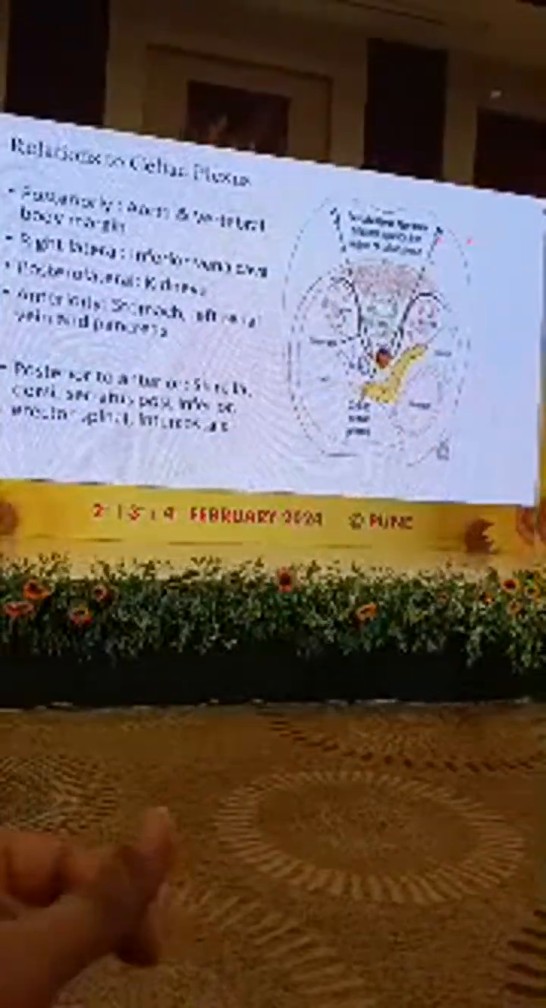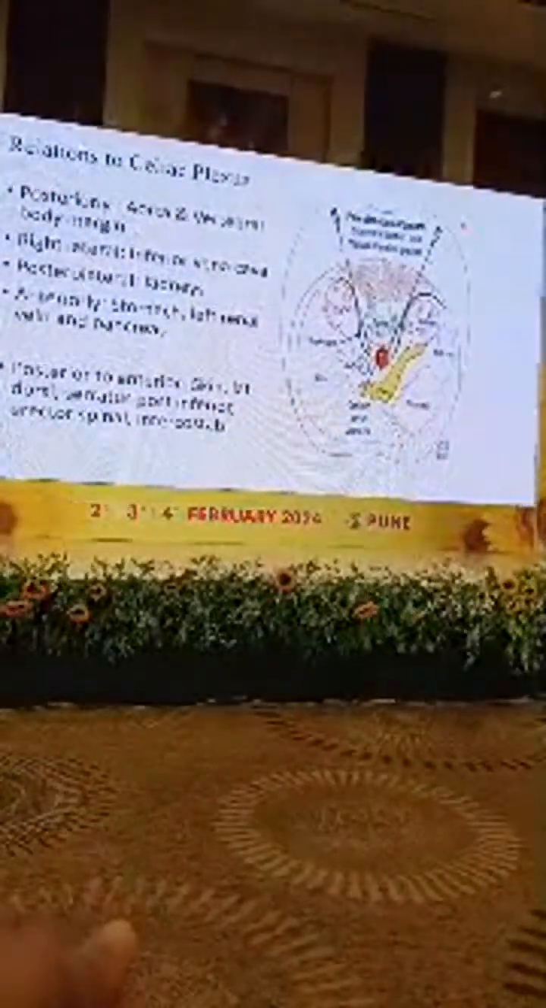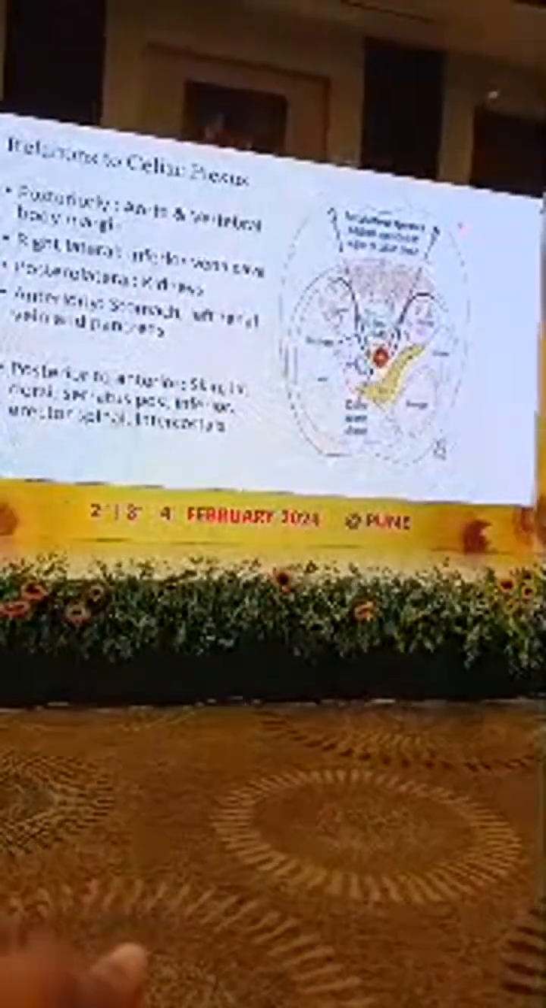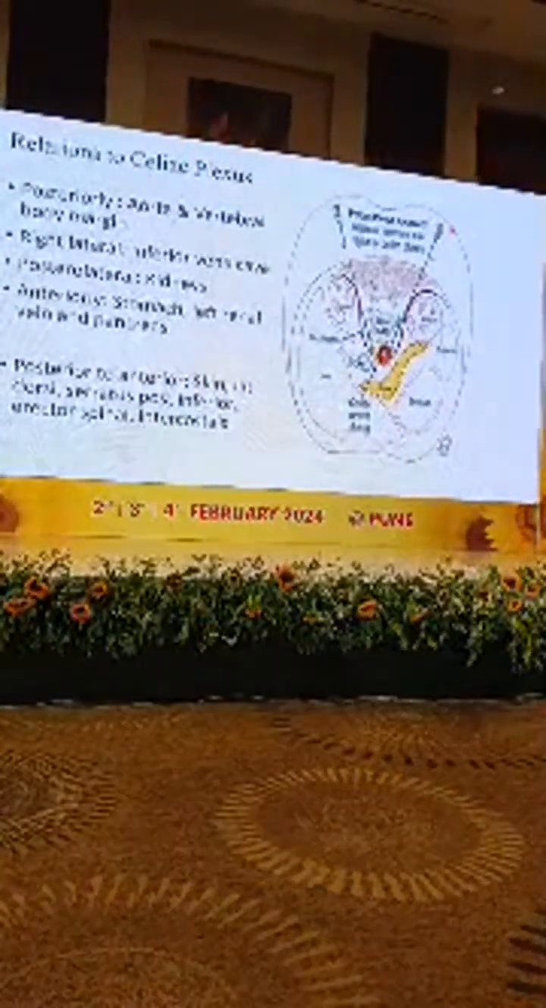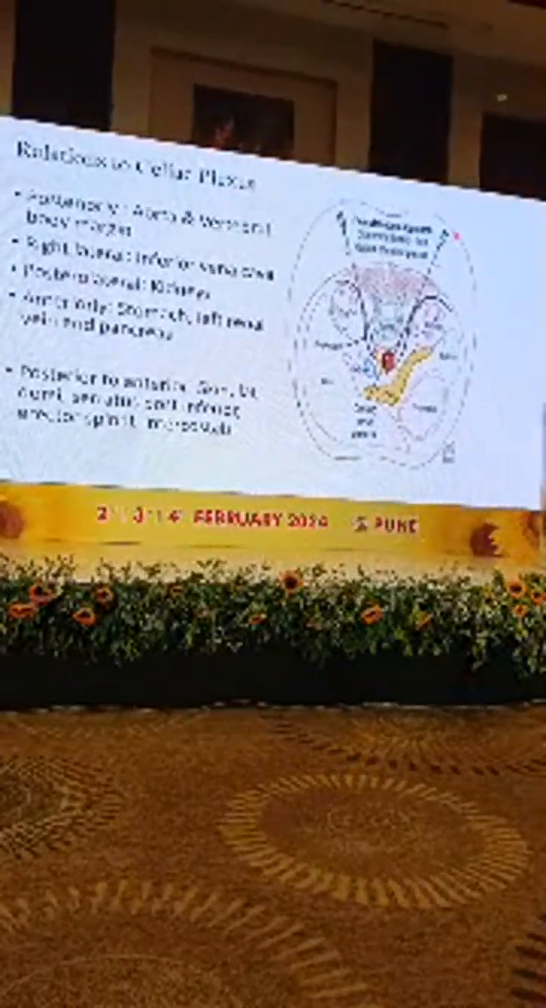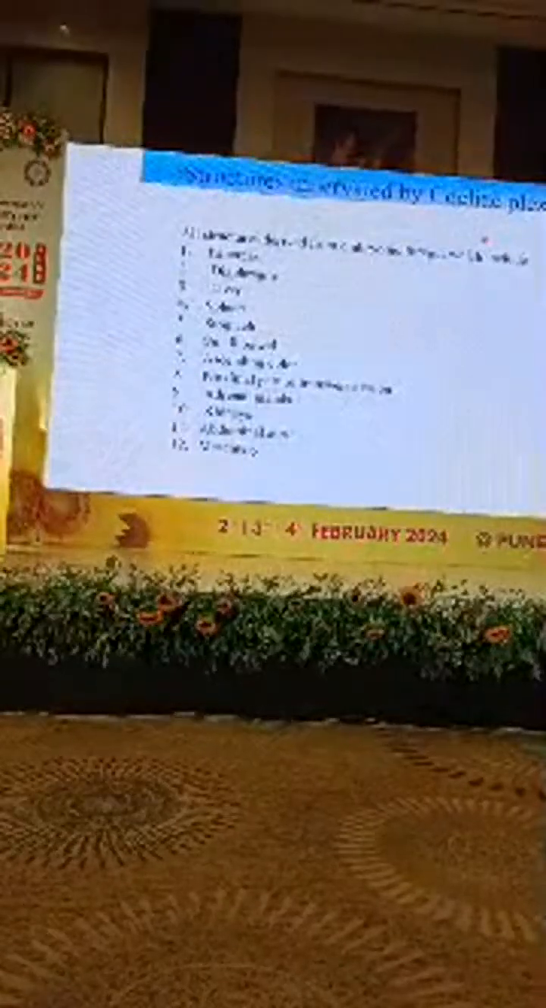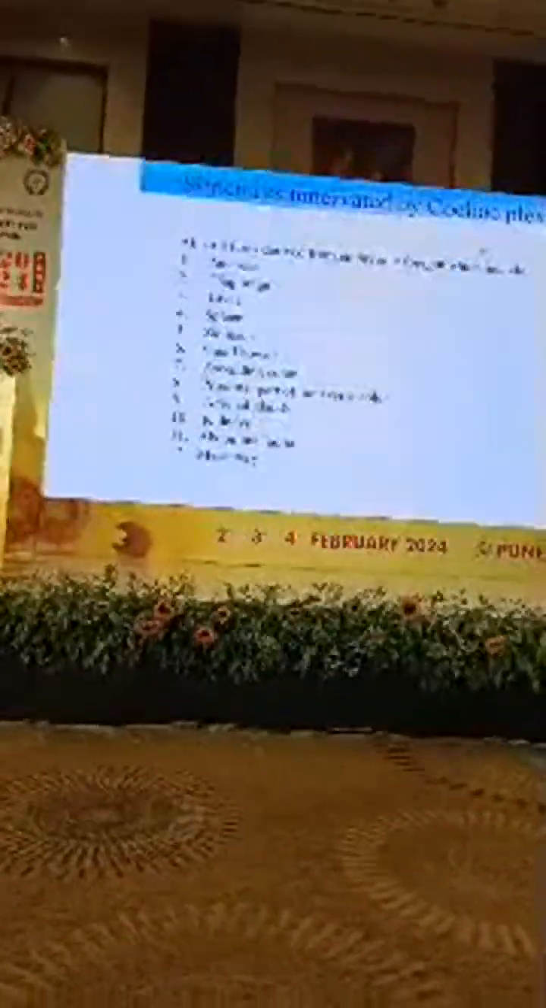And if you do a posterior approach, from posterior to anterior, you would encounter the skin, the latissimus dorsi muscle, the serratus posterior inferior, the erector spinae, and the intercostal muscles. The structures innervated by the celiac plexus are all the structures derived from the embryonic foregut, which is all the upper abdominal viscera, including up to the proximal part of the transverse colon.